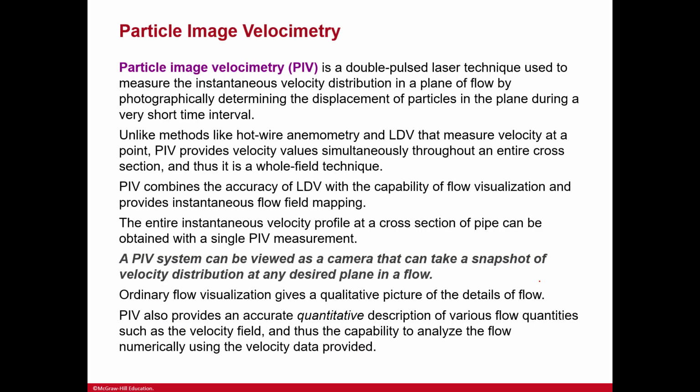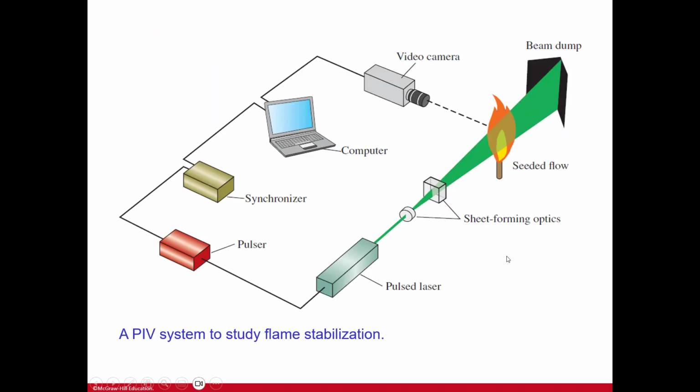And then you also have particle image velocimetry. It's a double pulsed laser technique used to measure the instantaneous velocity distribution in a plane of flow by photographically determining the displacement of the particles in the plane during a very short time interval. The PIV system can be used as a camera and can take a snapshot of a velocity distribution at any desired plane in the flow.